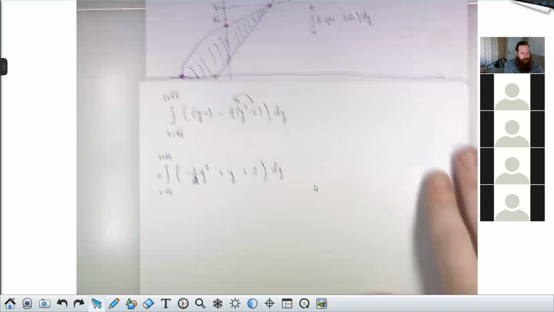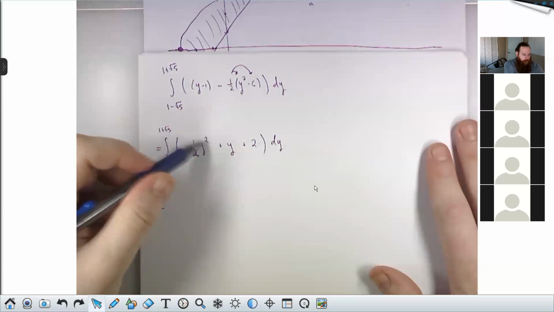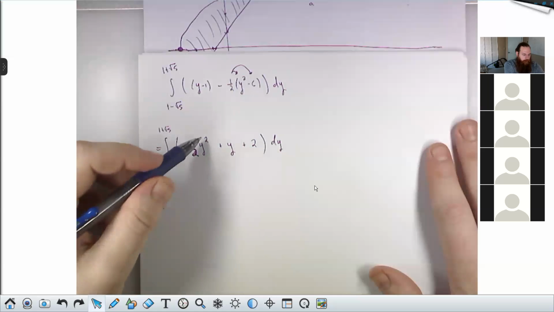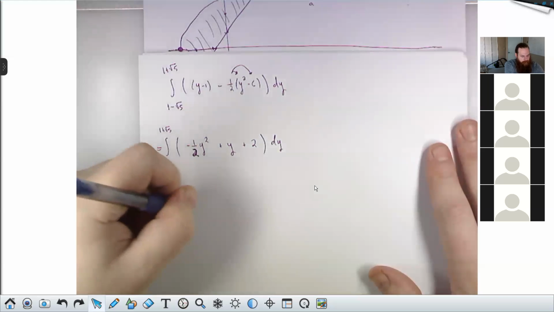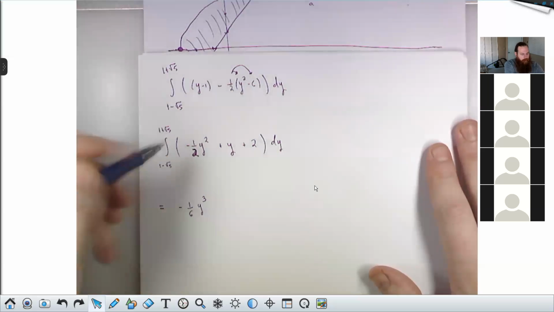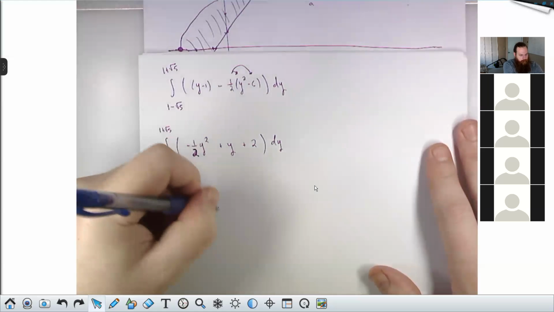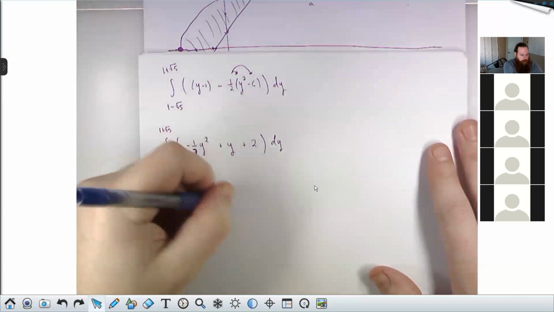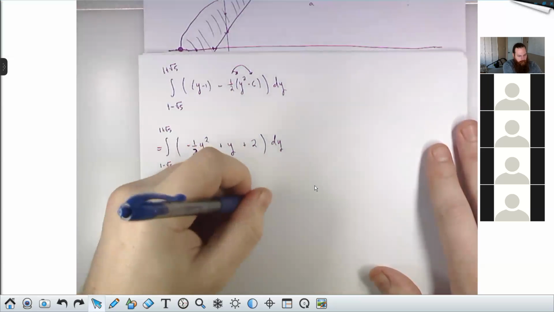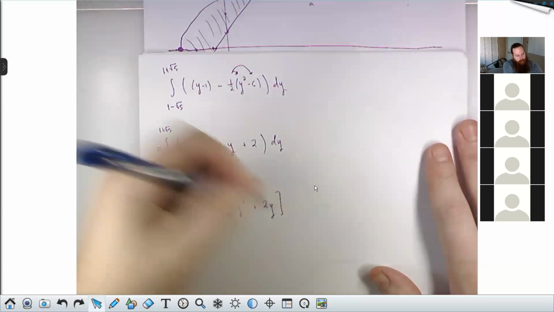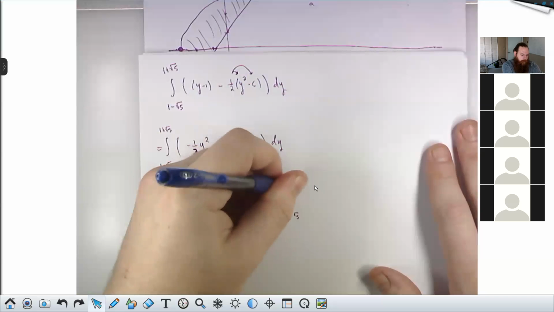And now we're ready for our antiderivative step. I'll add 1 to this power and then divide by that new power. 2 plus 1 is 3, so this will be negative 1/6 y cubed. So I've already got a 2 downstairs. Plus 1/2 y squared plus 2y. And that's what I'll evaluate from 1 minus root 5 to 1 plus root 5.